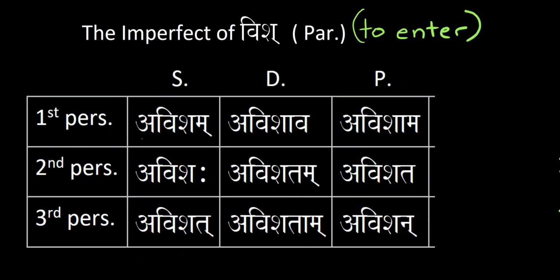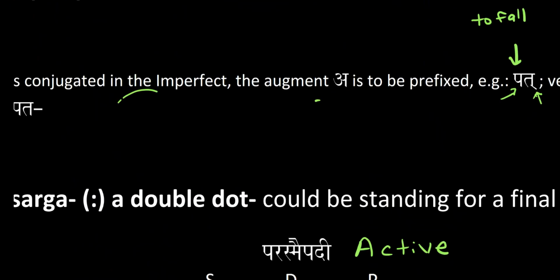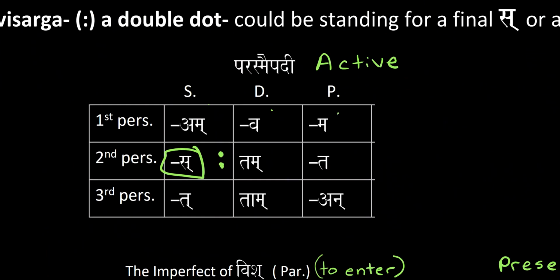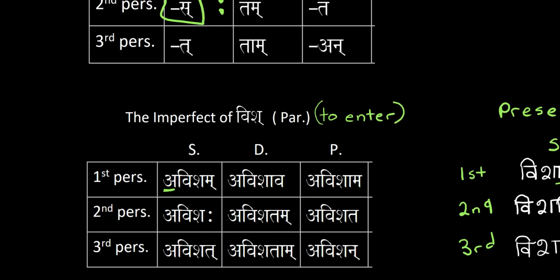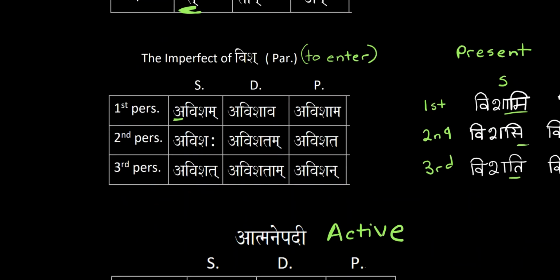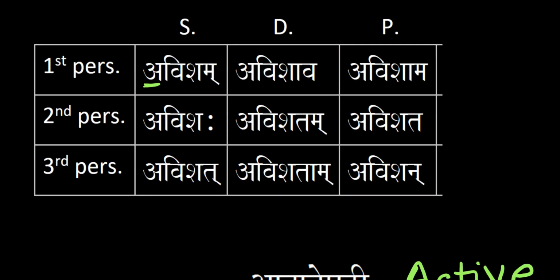Remember the augment a is added. That was the first rule. The augment a was prefixed, and then you're adding these termination endings. So you could see both of them. I'll set it up this way. Third person singular, you have avishat. You have ta as the termination ending. So this would be he entered, past tense.